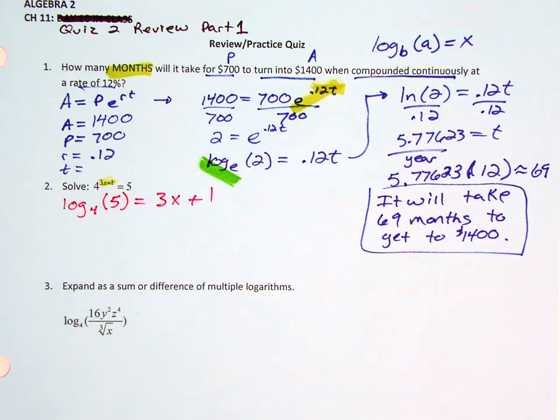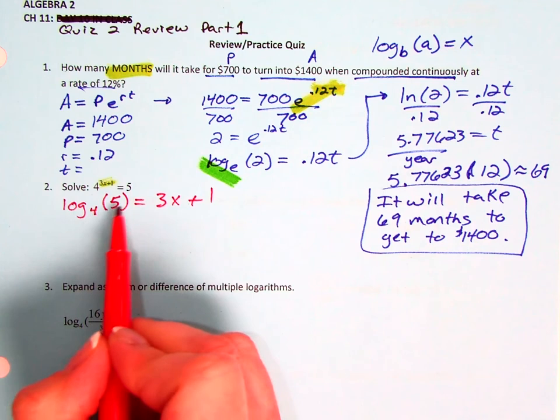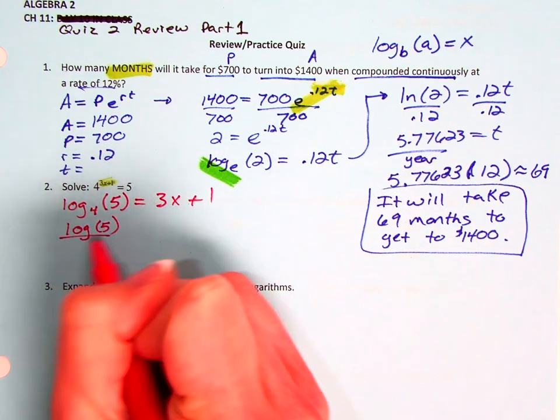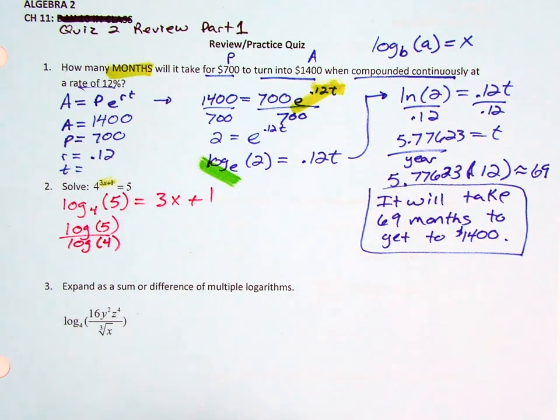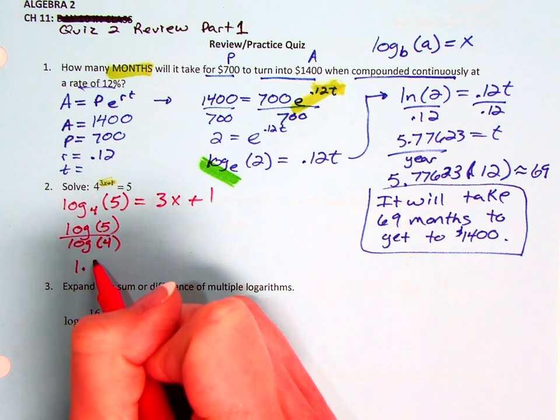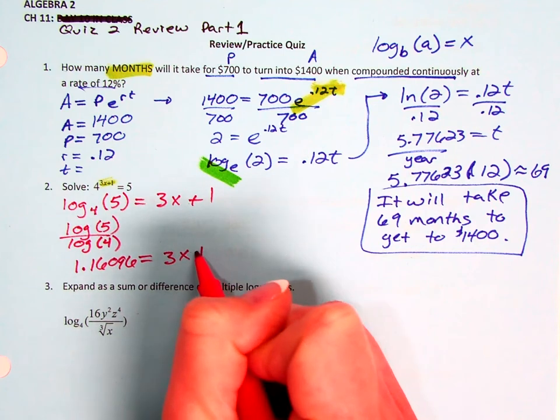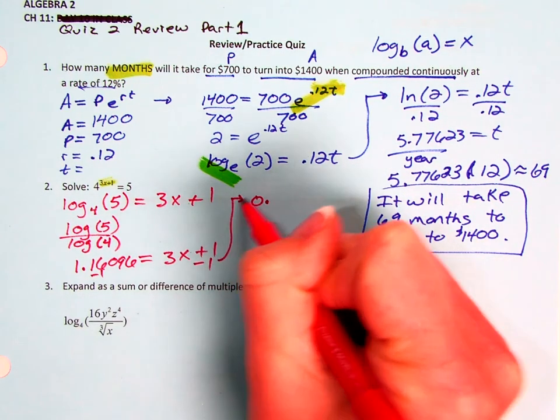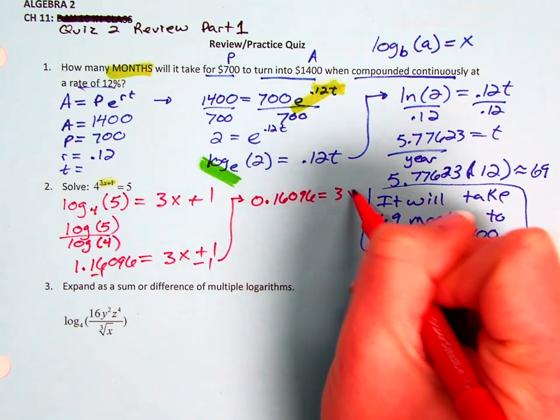All right, and then before I solve this any further, I know that I don't know what log base 4 of 5 is, so I'm going to do change of base here. So log of 5 over log of 4. And then I can go ahead and type that into my calculator, which is 1.16096 equals 3x plus 1. So then I can subtract 1, which would be 0.16096 equals 3x, and then I can divide by 3.